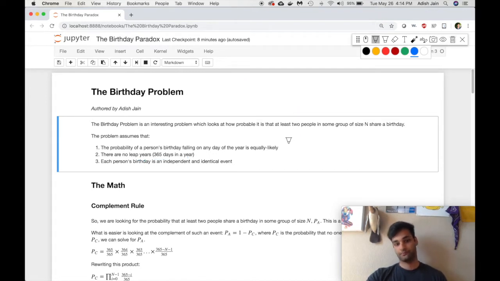The third and final assumption that we're going to have to make here is that people's birthdays are independent and identically distributed events. What that means is my birthday and the day it falls on has no effect on when your birthday might be. In reality, this isn't necessarily true. I think it's been shown that people tend to have more babies in the summer seasons, and that means there is some sort of correlation, which implies some level of dependency between people's birthdays. But for the sake of this problem, we'll assume that these are independent events.